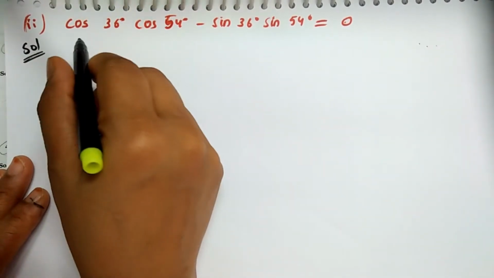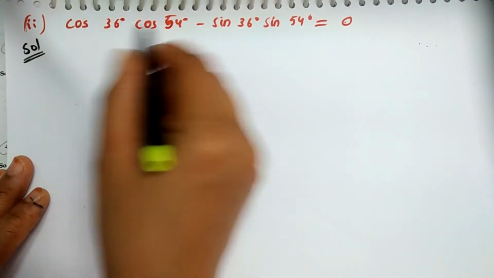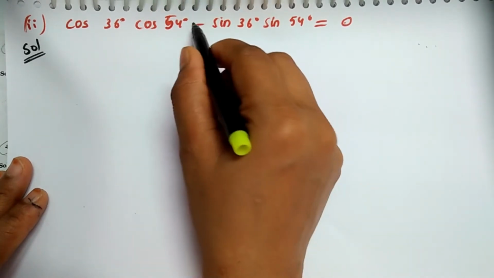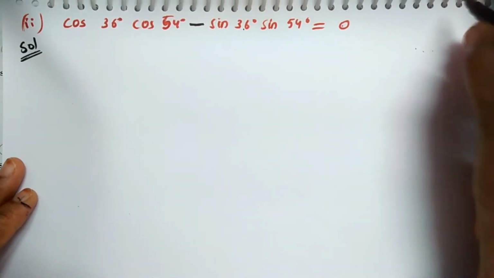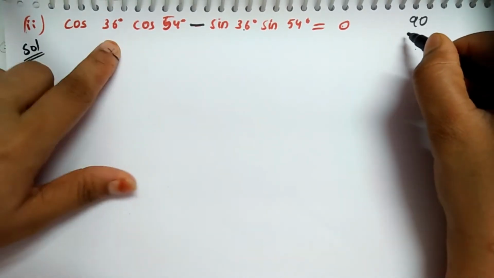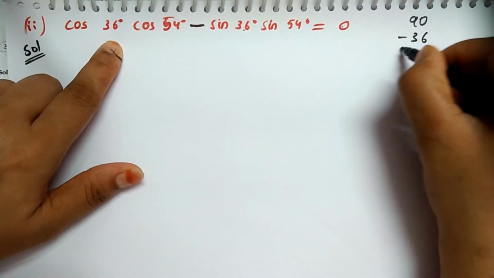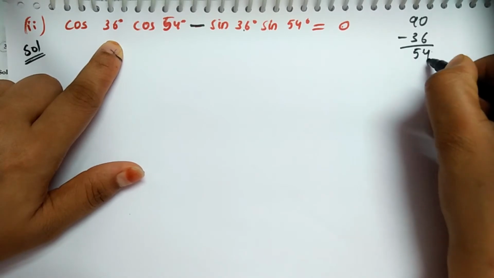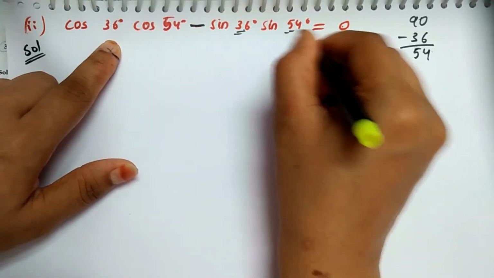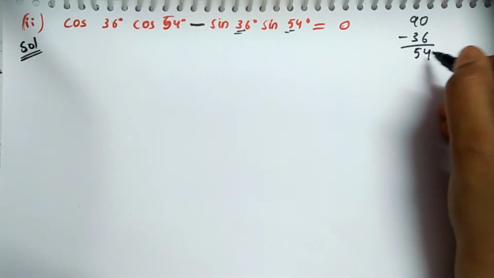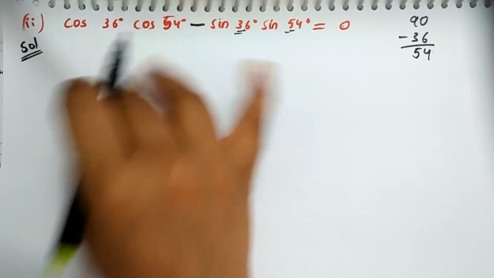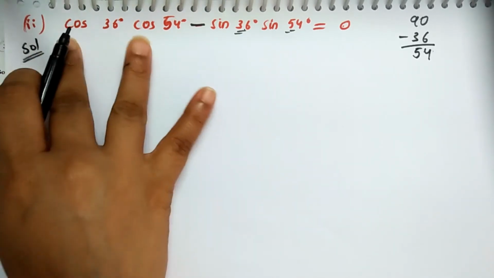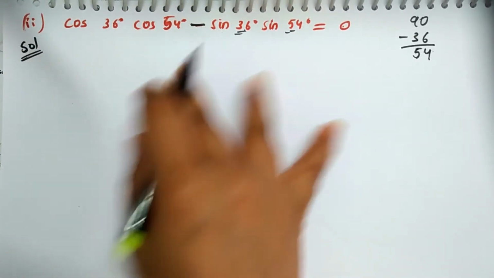Okay, we have to show that cos 36 degrees into cos 54 degrees minus sine 36 degrees into sine 54 degrees is 0. Let us first take 90 minus 36, which is nothing but 54, right? So here also there's the same angle relationship between 36 and 54. We are just establishing it. So here we know that we can easily convert the angles, right? Here it's cos minus sines.